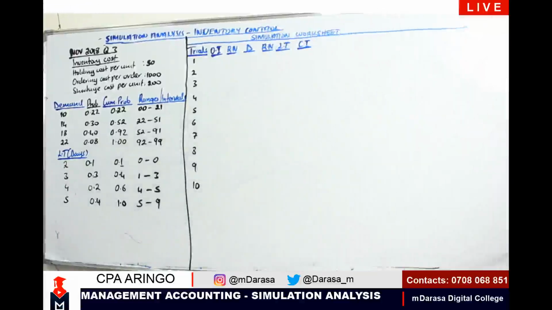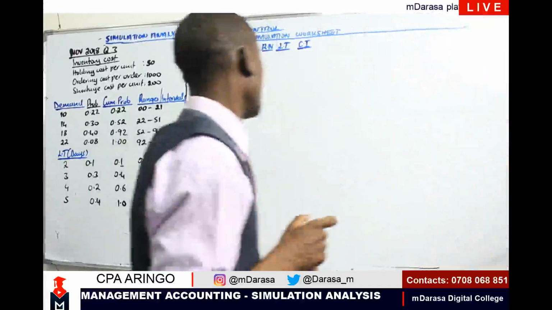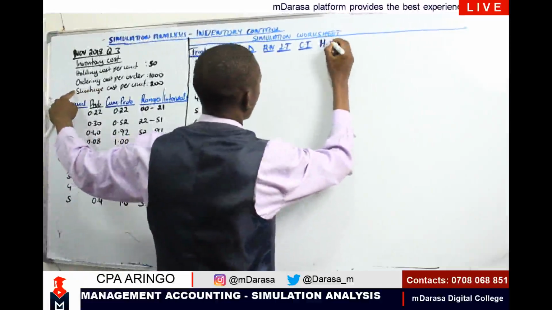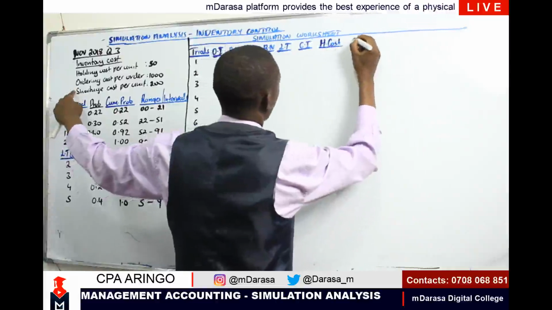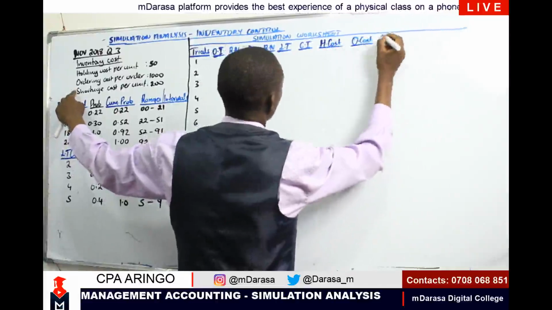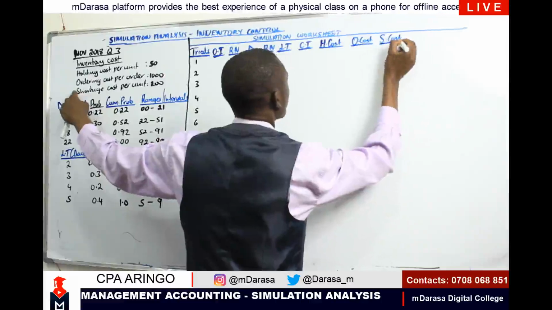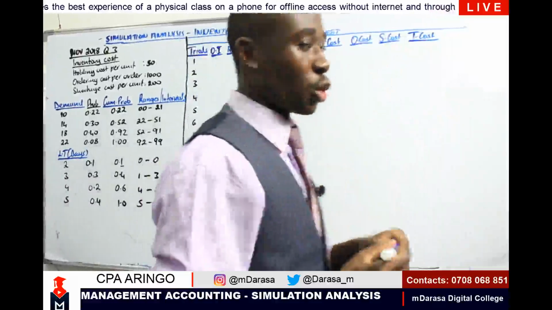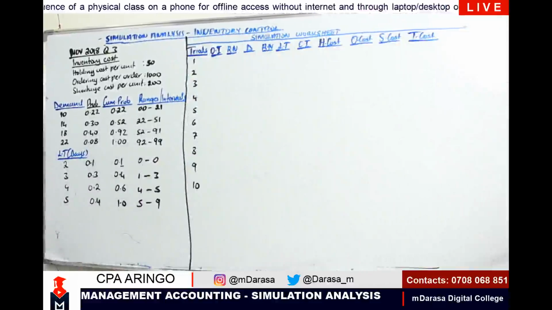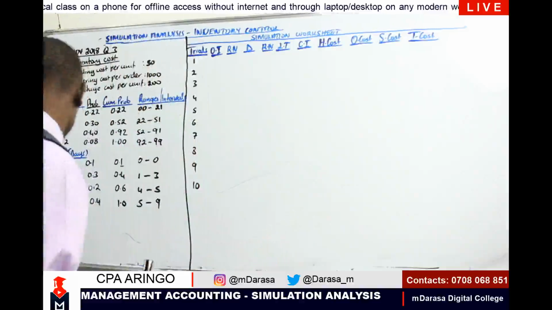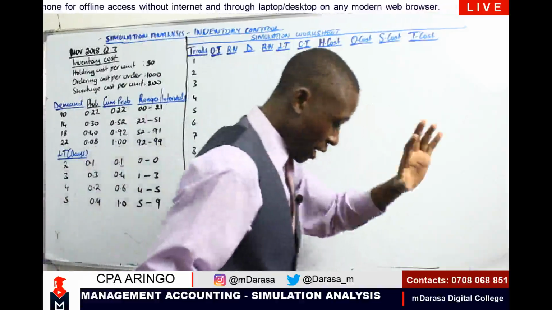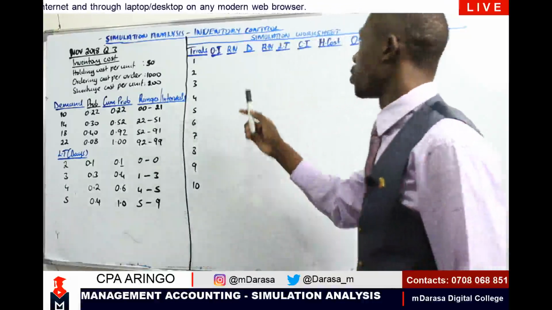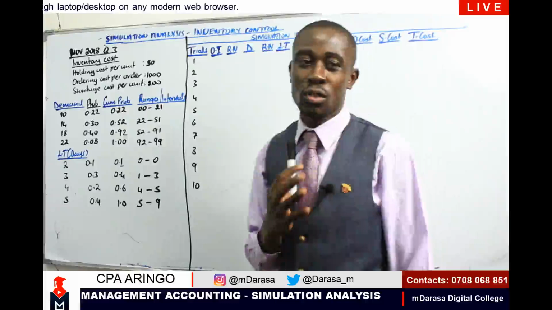Then identify the costs that you are given. What were the costs given? My good student, you had already identified these costs: we had our holding cost, our ordering cost, our shortage cost. Then we can consider our total cost at that point. Now, the moment I have this sheet, if you are dealing with any question for simulation, you are good to go and you've understood the concept right.